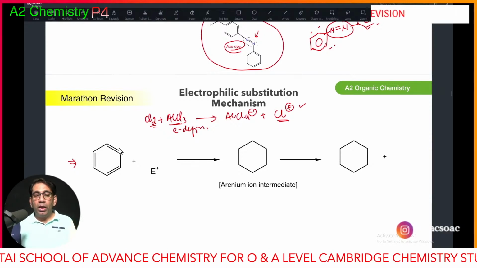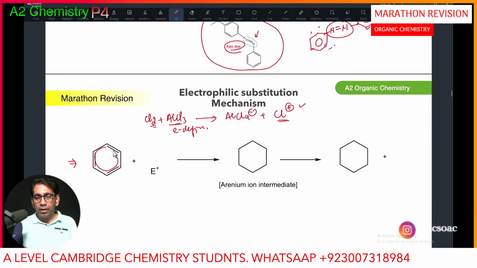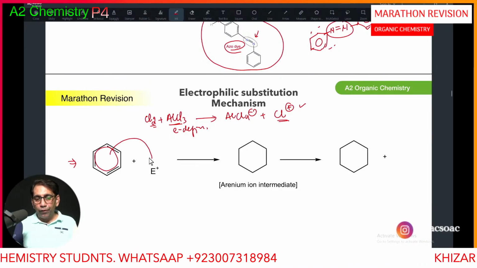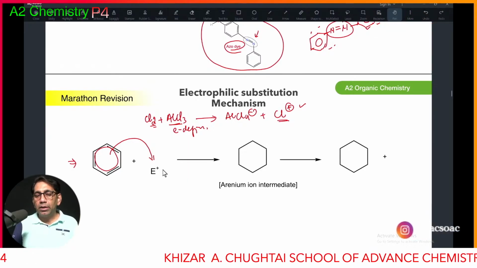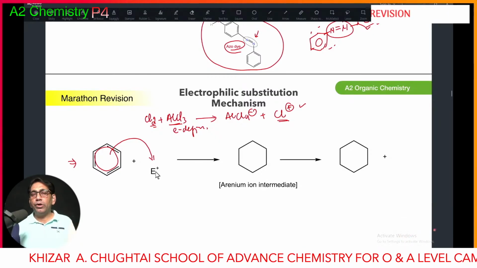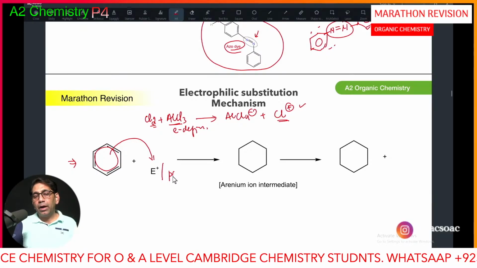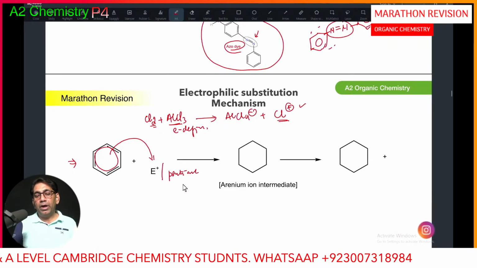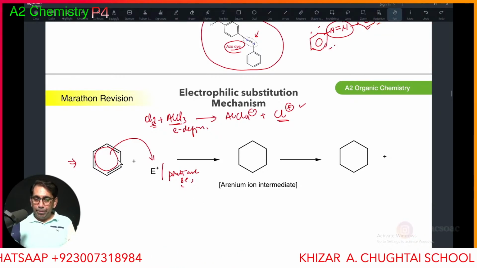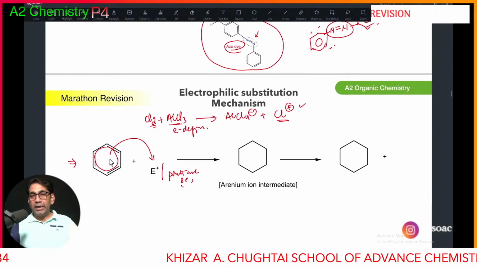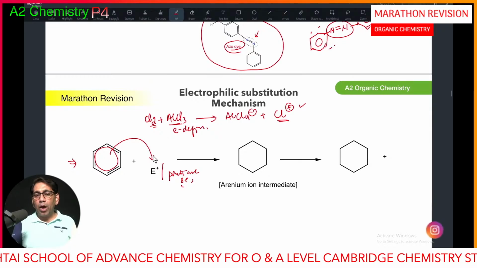The mechanism starts now. One of the pi bonds of the benzene ring, or if you are using a circle, then you can simply start the arrow from outside the benzene ring towards that positive ion or partial positive ion. There may be any partial positive atom. So the pi electron of the benzene ring will attack its neighboring electrophile. This is curly arrow number 1.